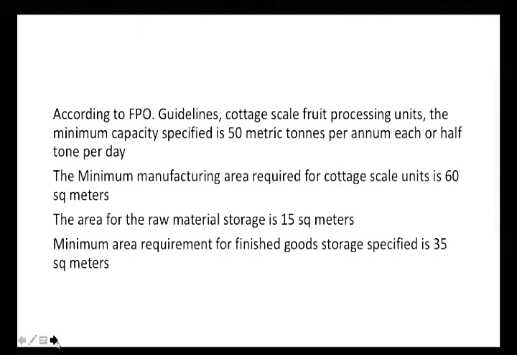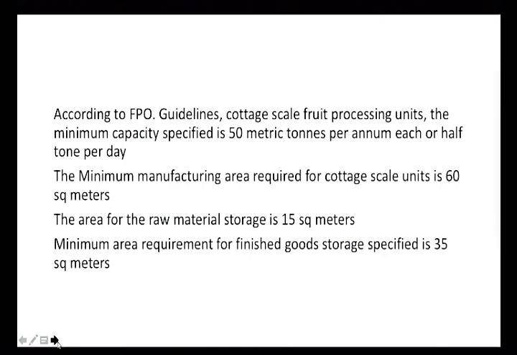So now we are going for the large scale processing unit. How many metric tons is the capacity? 250 metric tons per annum or more than 2 metric tons per day. That will come under the category of large scale processing unit, right? So the minimum specified manufacturing area for this large scale is 300 square meters. For raw material storage it is 100 square meters. For the finished product it is 100.